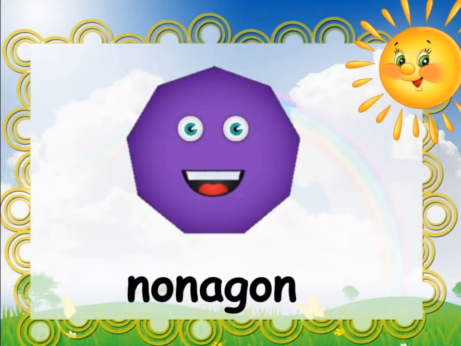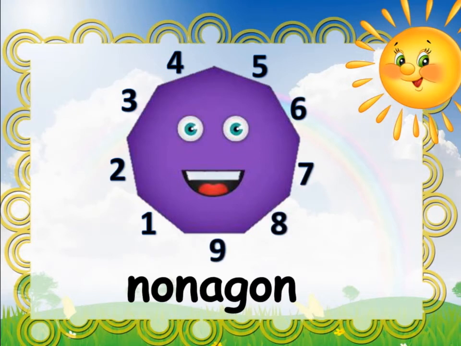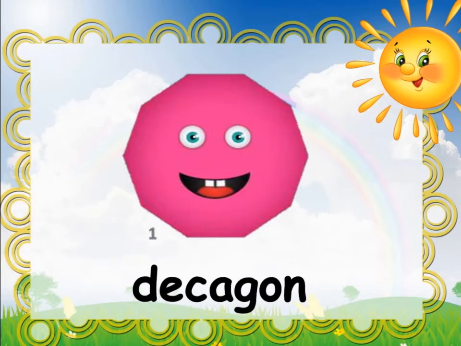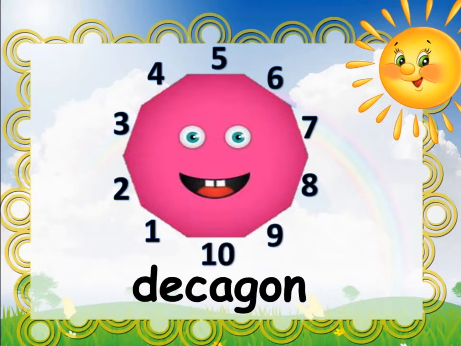And this is nonagon. Nonagon has 1, 2, 3, 4, 5, 6, 7, 8, 9 sides. Nonagon has 9 sides. Say it. Nonagon. One more time. Nonagon. And this is decagon. Decagon has 1, 2, 3, 4, 5, 6, 7, 8, 9, 10 sides. Decagon has 10 sides. Say it again. Decagon. Our last polygon.